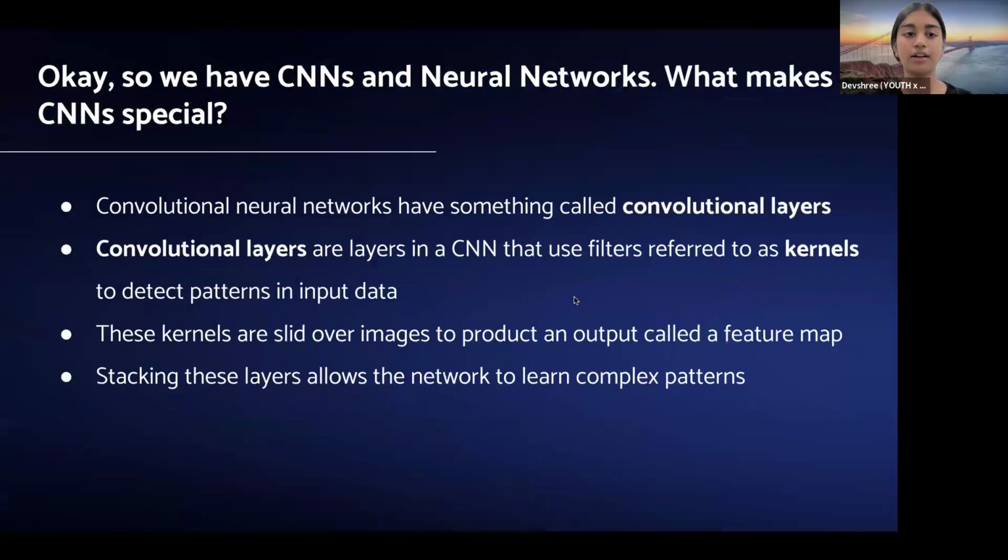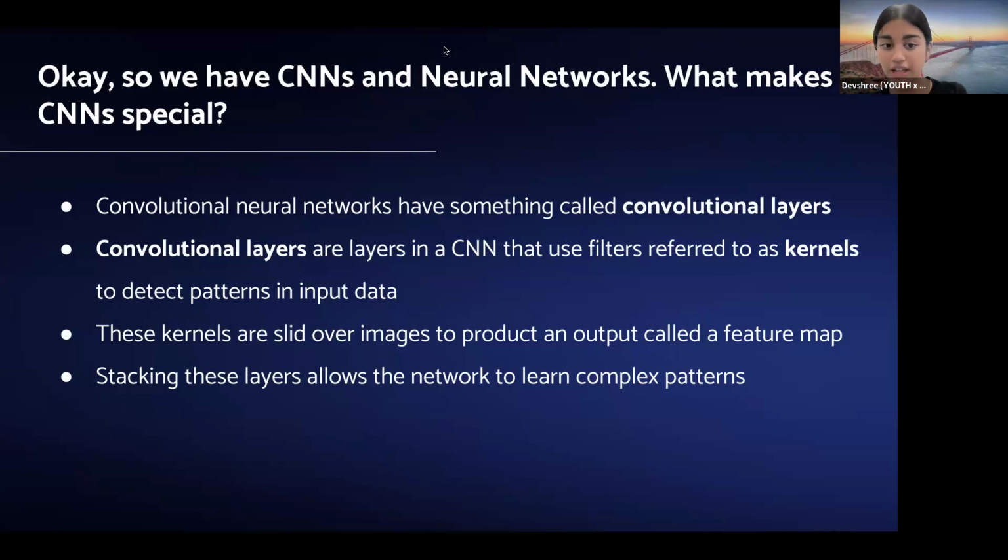Okay. So now that we've discussed what neural networks are, we have two things. We have a CNN and we have neural networks. So you're probably wondering, what is it that makes CNN special? Why are not all neural networks CNNs? Well, the thing that CNNs have that set them apart is something called convolutional layers.